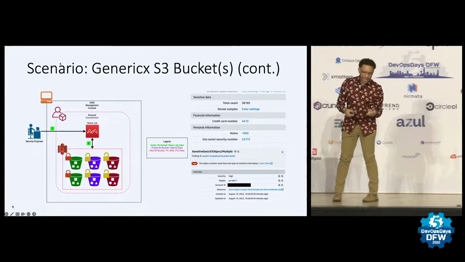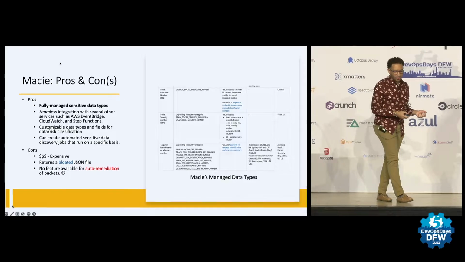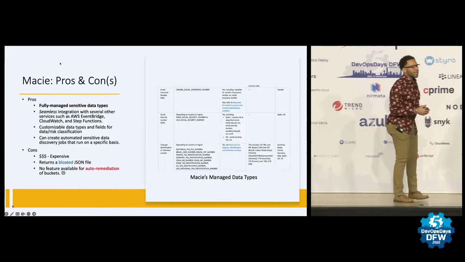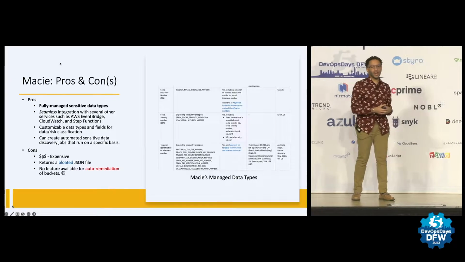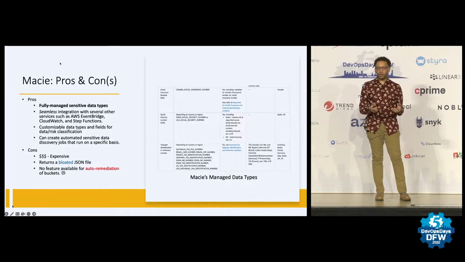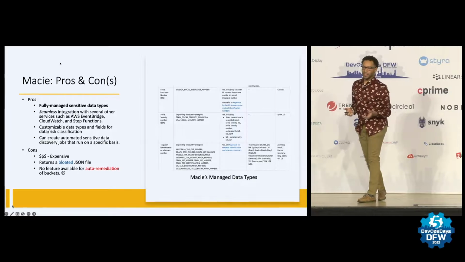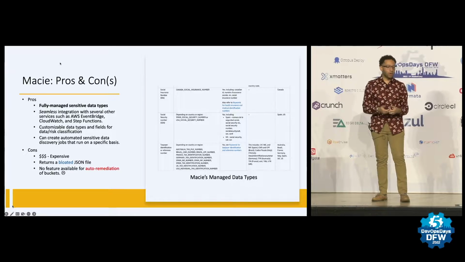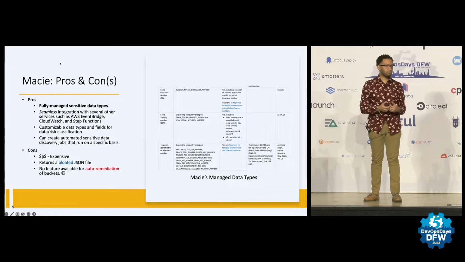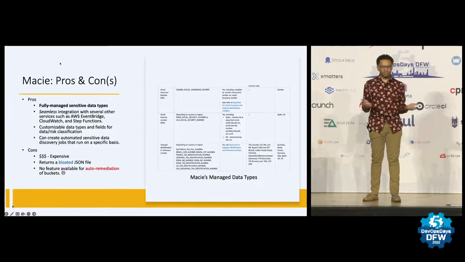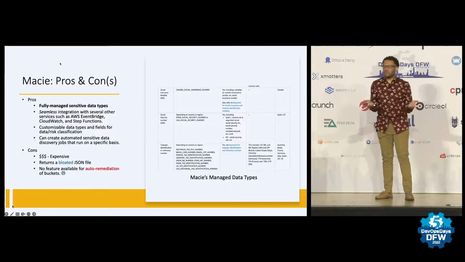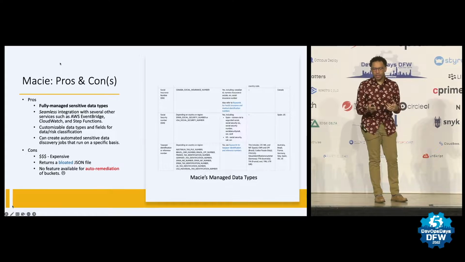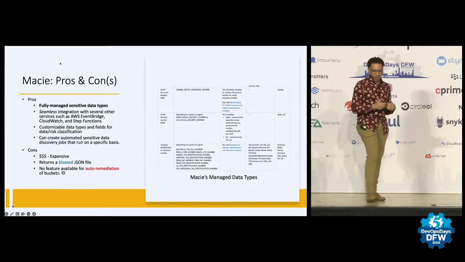And the last thing is that there's no feature available for auto remediation of those buckets. So let's say we do have an S3 bucket that is classified as high risk, and we know that high risk is not what we want for the business. What do we do? Macie is just like, oh, okay, well, it's high risk. That's the only thing that it doesn't have, and that's the gap we're going to bridge. So, no auto remediation.